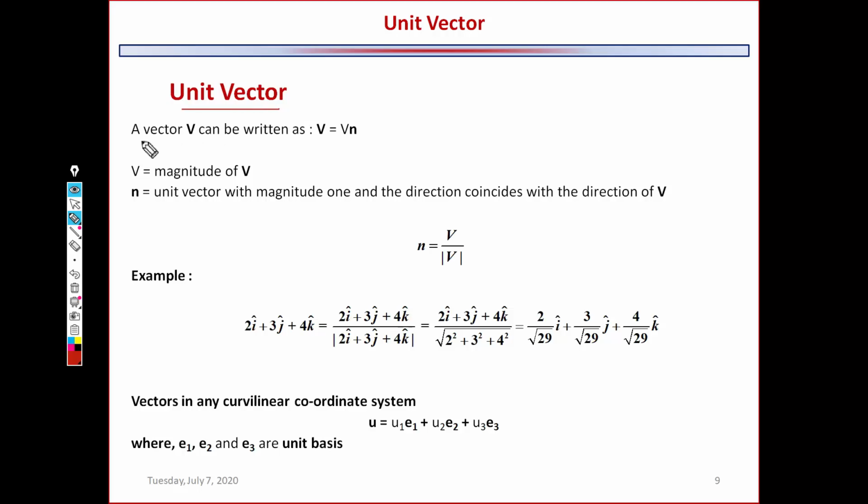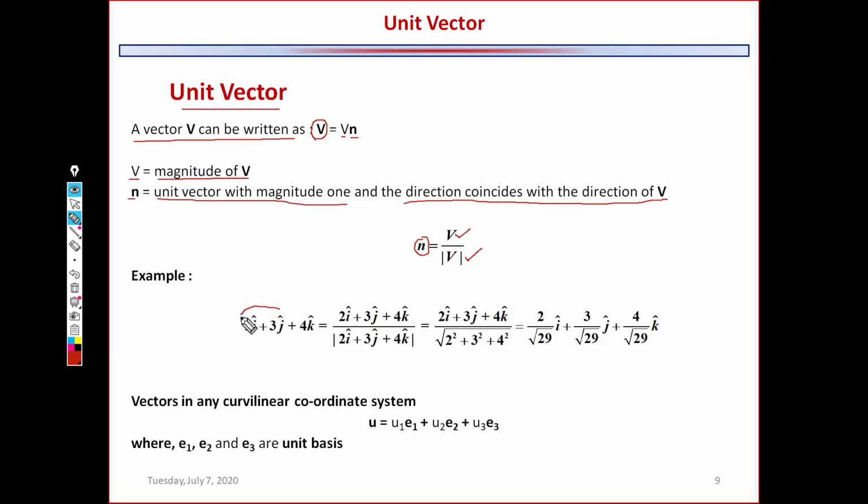Unit vectors. A vector v, as we define vector quantities represented by bold letters, is equal to v multiplied by n, where the small v is the magnitude of the vector v, and n is the unit vector with a magnitude of 1, and the direction coincides with the direction of v. So we define the unit vector as vector v divided by its magnitude.